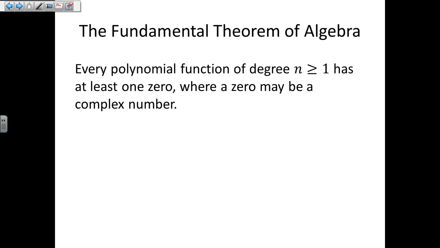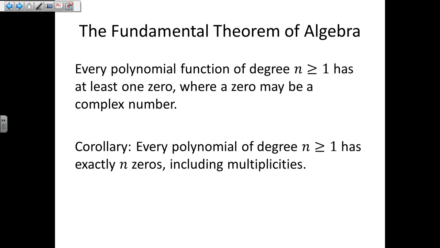Now, the fundamental theorem of algebra states that every polynomial function of degree n greater than or equal to 1, that means that it's a polynomial with a variable, has at least one zero, where a zero may be a complex number. Now, there's a corollary to this that says that every polynomial has exactly n zeros, including multiplicities, meaning if n is 2, it's a quadratic polynomial. It definitely has two zeros, but both of those zeros might be the same number. It has a multiplicity of 2.